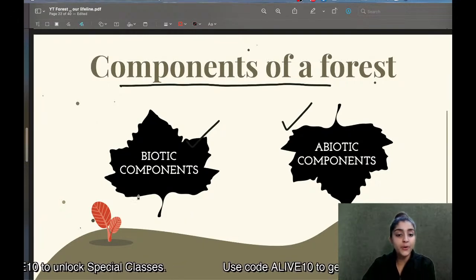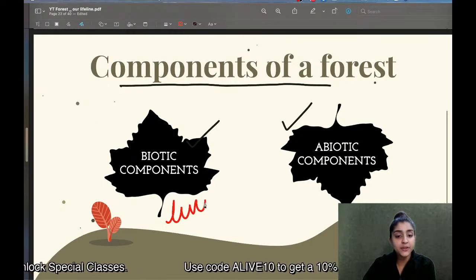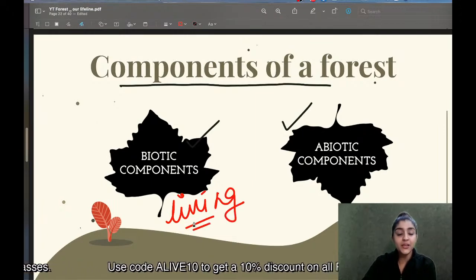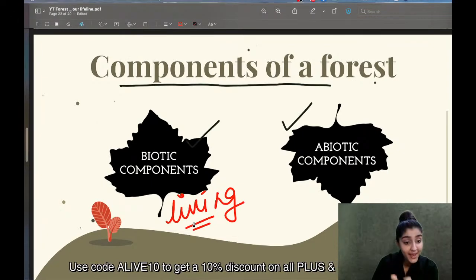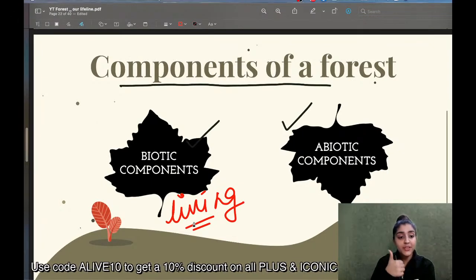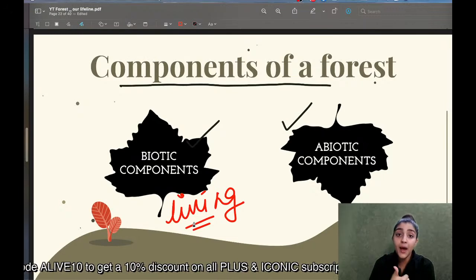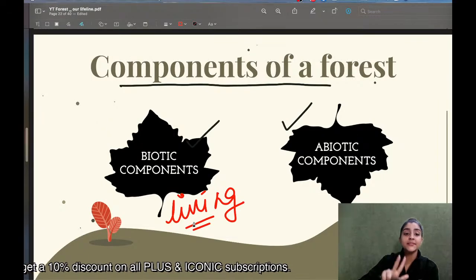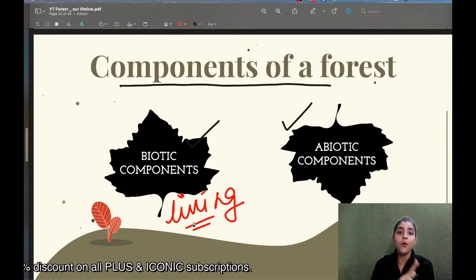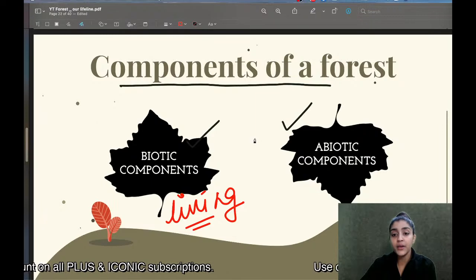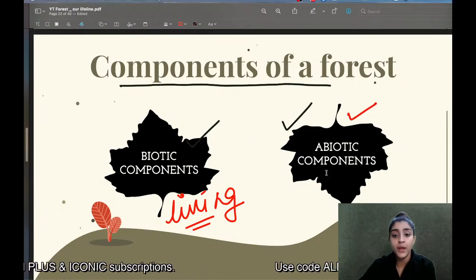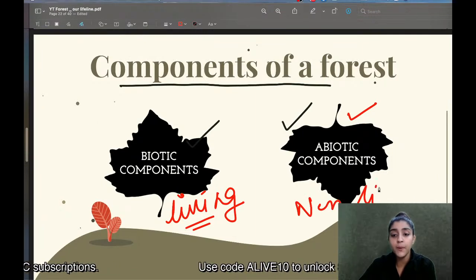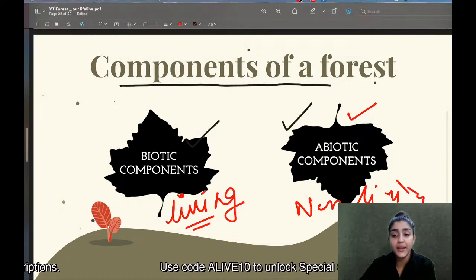So biotic components are the living components of any ecosystem. What do you mean by living? It includes three things. Yes, very nice Aishwarya. So they can be your plants, animals as well as microorganisms. These three things are the biotic components of any ecosystem. Moreover, there is the abiotic component, that is the non-living component. Give me an example of abiotic components really quick.